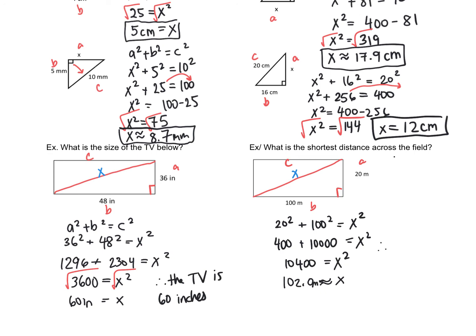So therefore, the shortest distance is 102.0 meters. And I know putting the 0.0 might seem a little silly, but I like seeing it if it's telling you to round to one decimal, which is not here, but I'm just saying that for us. You are expected to at least show the 0.0.